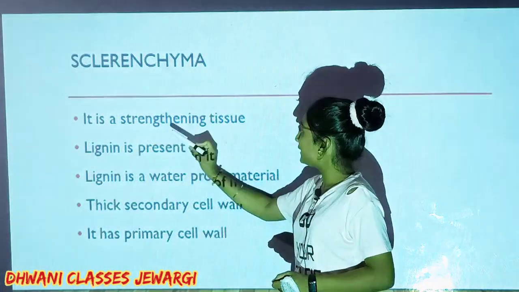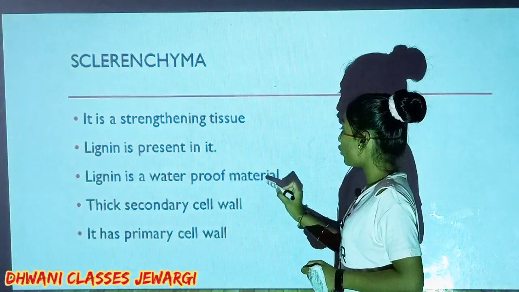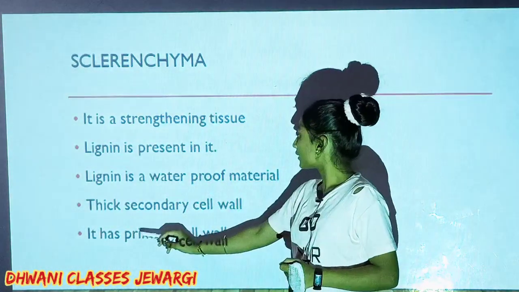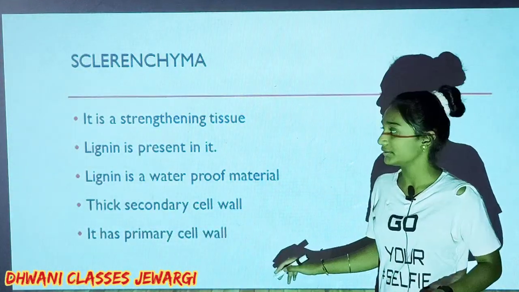Sclerenchyma is the strengthening tissue. Lignin is present in it. Lignin is a waterproof material. It has a thick secondary cell wall, and also a primary cell wall.